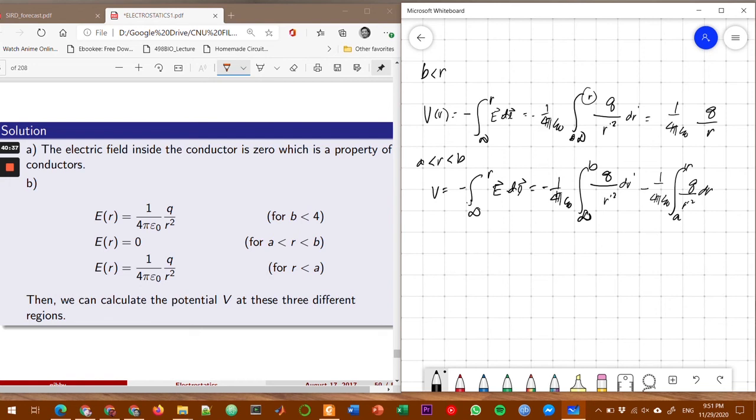Okay. If you integrate this, you will actually get, you can integrate it on your own convenient time and check if you get the same answer, 1 over 4 pi epsilon naught, Q over B minus Q over A plus Q over R. Okay, so you should be able to get this.